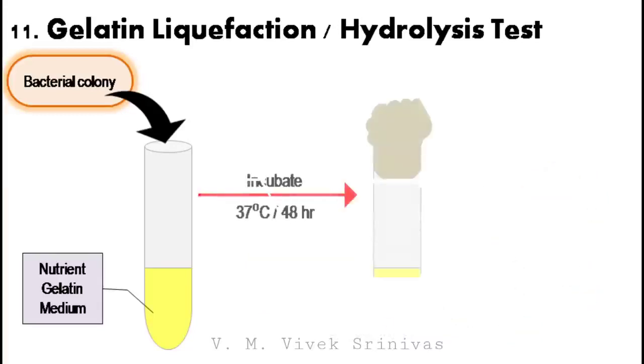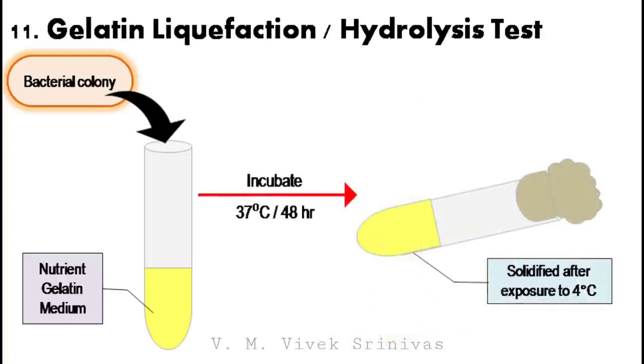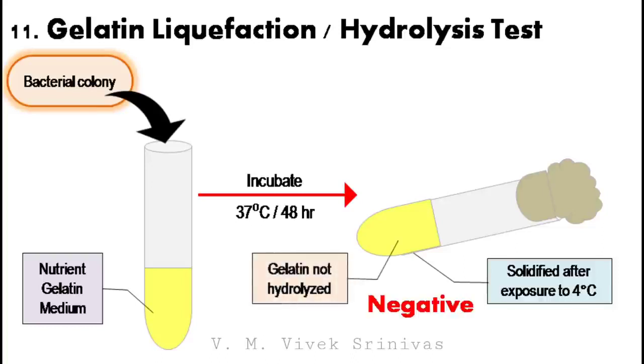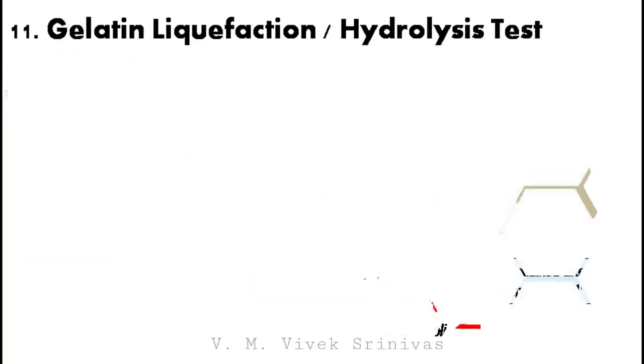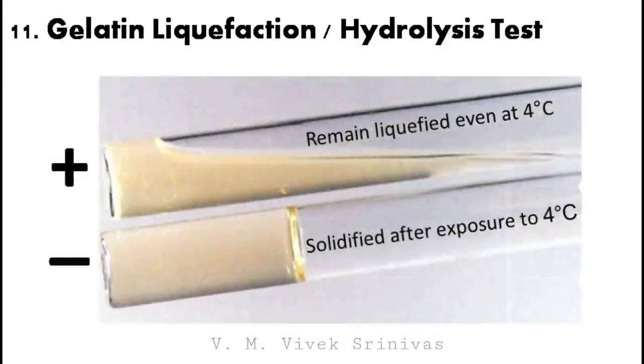In contrast, following incubation, if the medium remains solidified at 4 degrees Celsius, it indicates the test is negative, because the gelatin is not hydrolyzed by the bacteria. For example, the bacterial organism E. coli is negative for the gelatin liquefaction test. This is the procedure for the gelatin liquefaction test. This is the photograph showing the positive and negative test results of the gelatin liquefaction test.